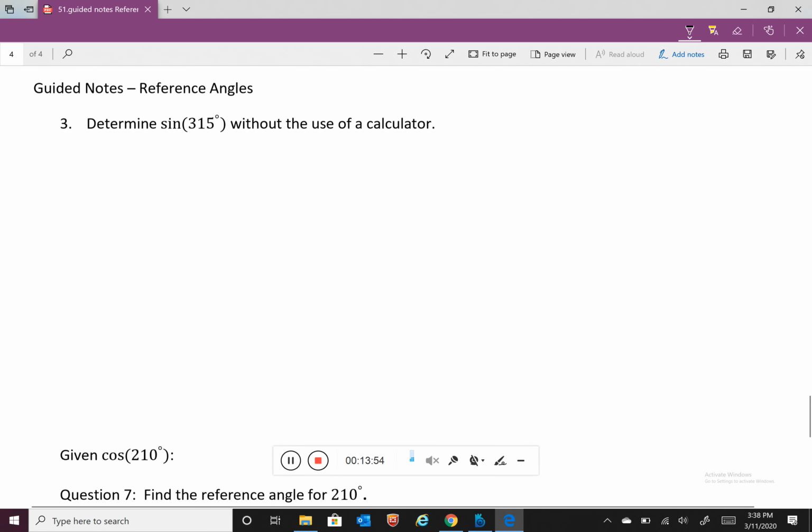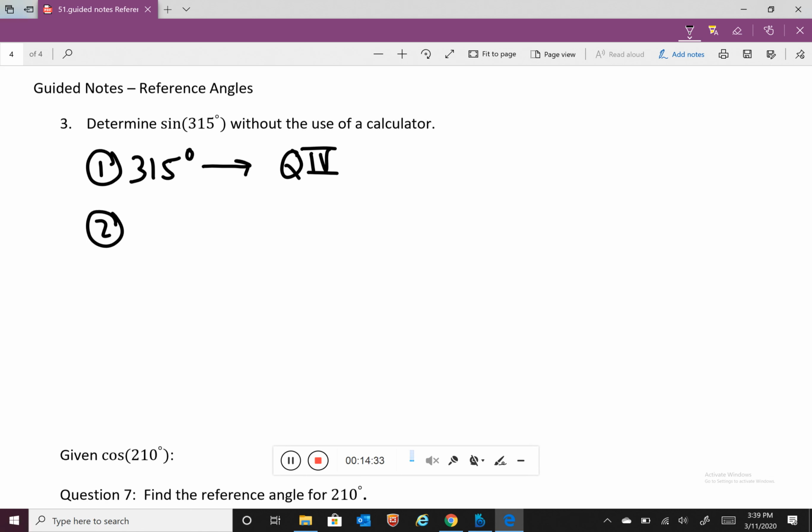Now we're going to determine ratios without the use of a calculator. And the way in which we do this is by understanding our trigonometric functions, where our angle lies, our reference angle, and then also remembering our ratios. So first, I'd like us to think about where 315 degrees lies. So 315 degrees is in quadrant 4.